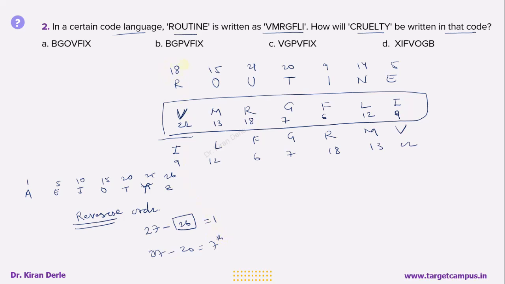So if you observe here, 27 minus 18 is 9, 27 minus 15 is 12, 27 minus 21 is 6, 27 minus 20 is 7, 27 minus 9 is 18, 27 minus 14 is 13, 27 minus 5 is 22. Yes, we have cracked the logic. Please add this approach to your dictionary, that there can be a reverse order logic, right?